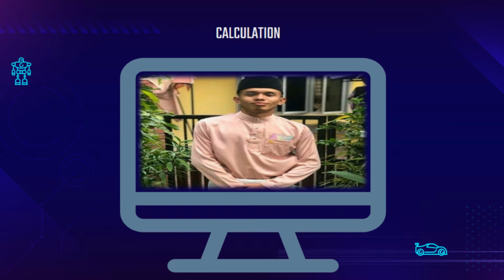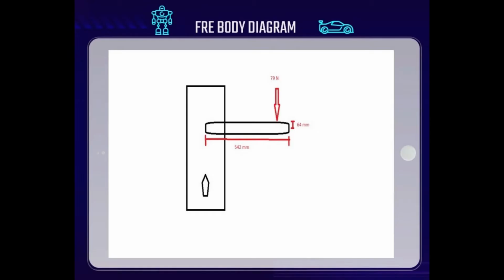Today I will explain about the calculation. We will start with the free body diagram. So this is the free body diagram, with the length of the handlebar being 542 mm and a force of 79 Newton applied, and 64 mm is the radial distance from the midpoint to the outer surface.